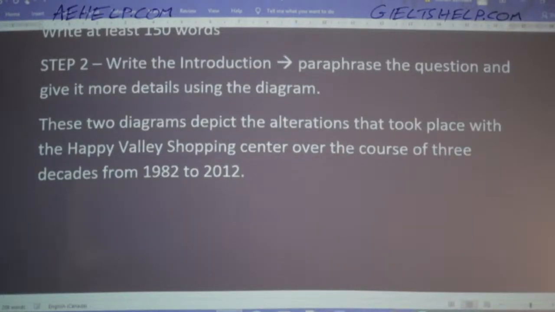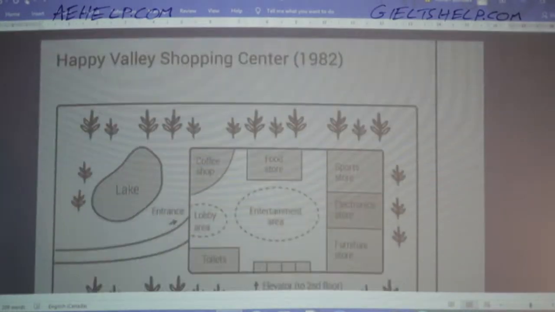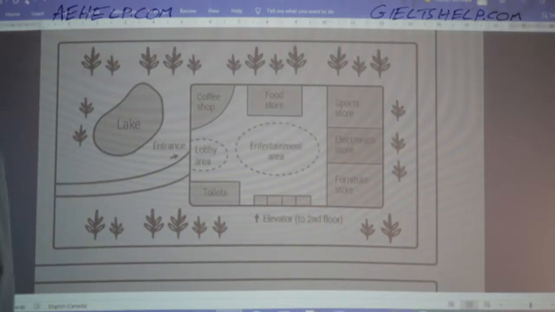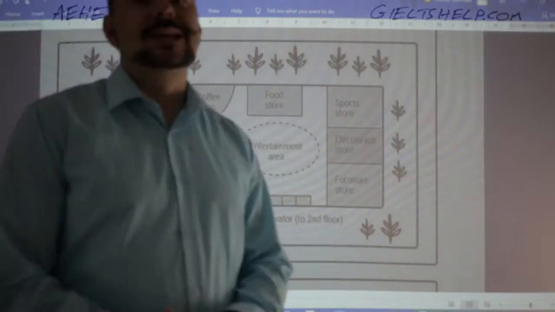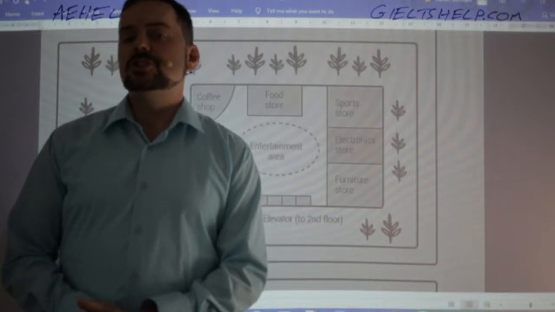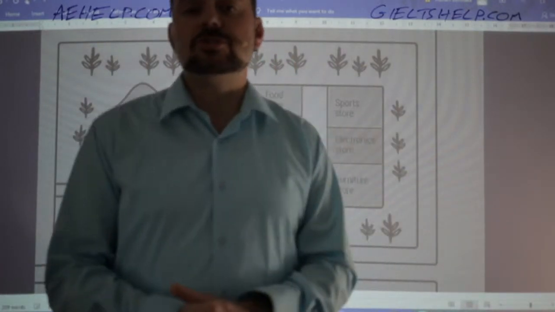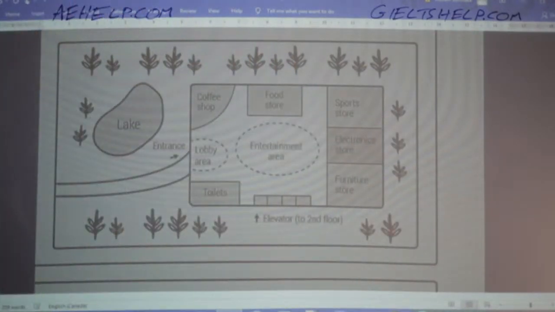And now we want the overview. The overview is basically the main feature. It's what you notice most of all. All right. So the overview, again, is just 1 or 2 sentences. In college, university, this is actually a part of your introduction. But on the IELTS, you can write it as a separate paragraph to make it clear for the examiners.